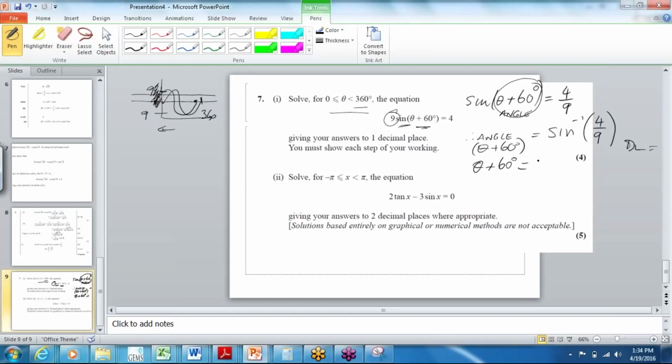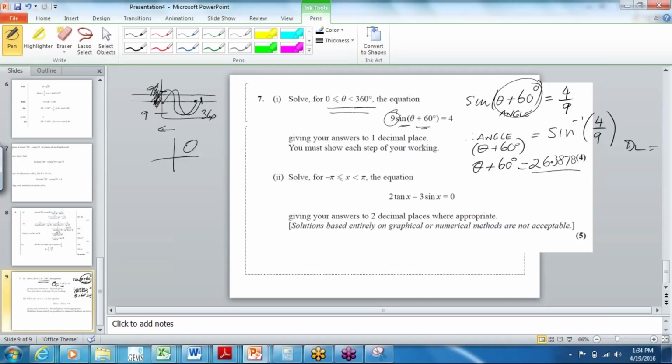Now, keep in mind we have to subtract, and we can't go into the negative. 26.387. Where else will it be, what's the next angle above 26? Because if I subtract 60, I'm going to get a negative. So what's the next biggest angle?